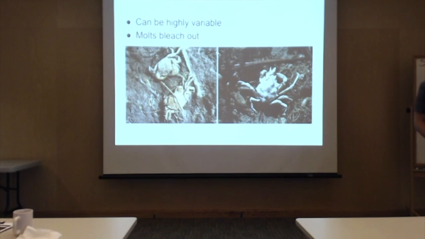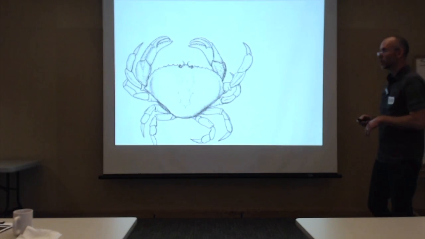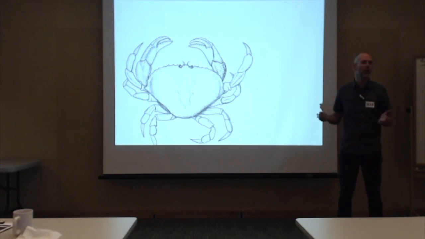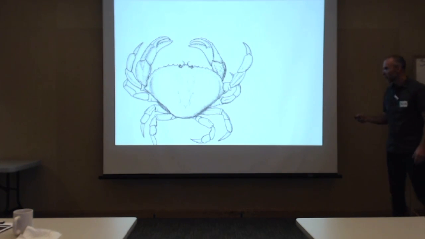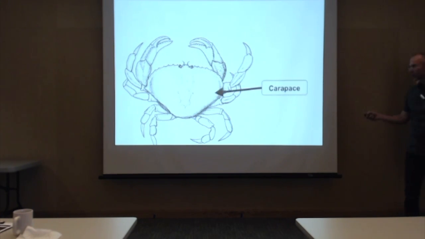So let's forget about color and focus on those things that don't change very much. That requires us to know a little bit about crab morphology, or the body parts of a crab. So here's your typical Dungeness crab as a line drawing. The back shell is called the carapace, and that is a very important thing for us to be looking at as we're trying to identify crabs.